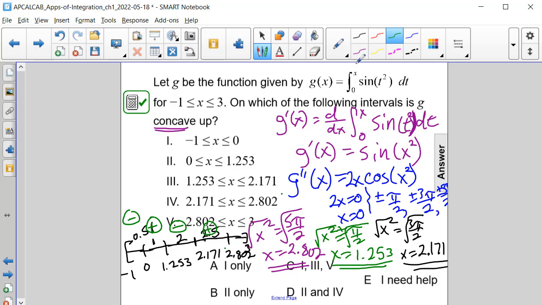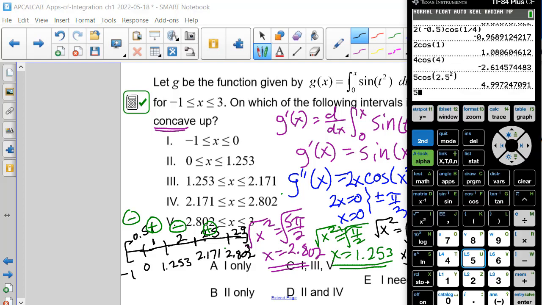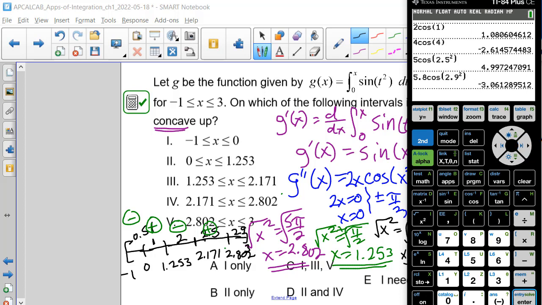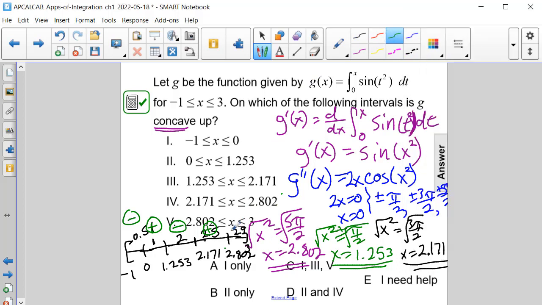Okay, and now we have to pick another value between 2 and 802 thousandths and 3. So let's do 2 and 9/10. 2 times 2 and 9/10 will be 5 and 8/10. So we'll have 5 and 8/10 times the cosine of 2 and 9/10 squared, and close the parenthesis, and we get a negative value there. So we have concave down in between for this last interval.